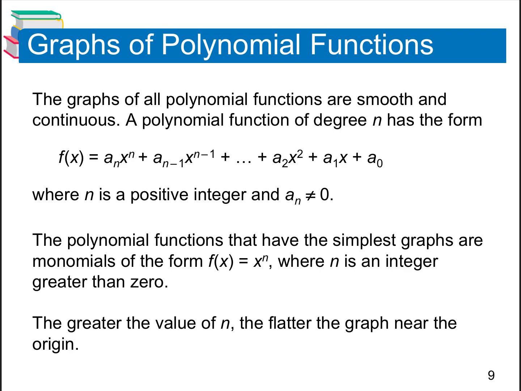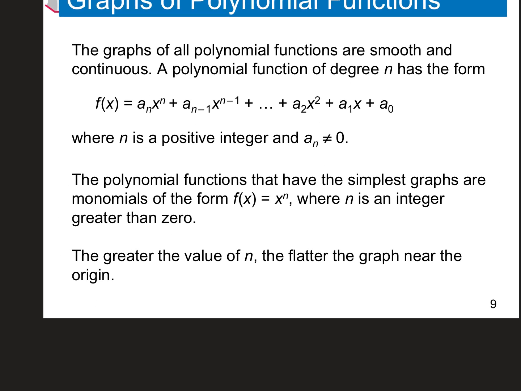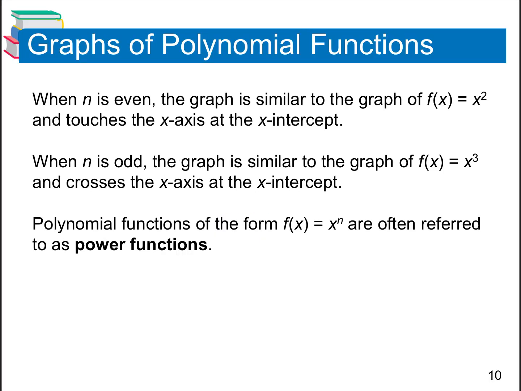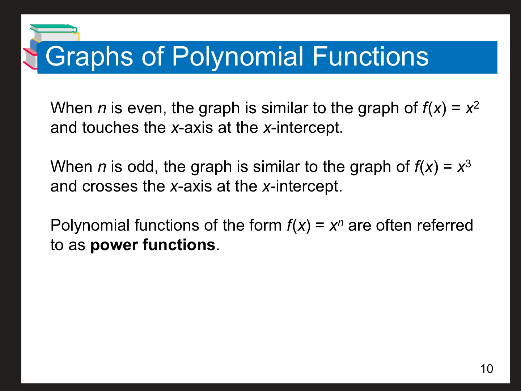When you talk about a graph, the greater the value of n, the higher the exponent, the flatter the graph is near the origin. Just some things to understand. Meaning, if you have a really high exponent, then your graph is going to be flat towards the origin rather than really high up and really high down. That's all that means.